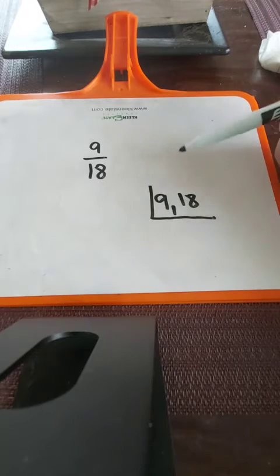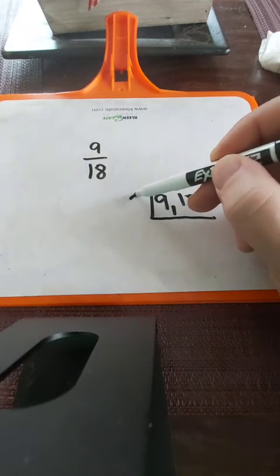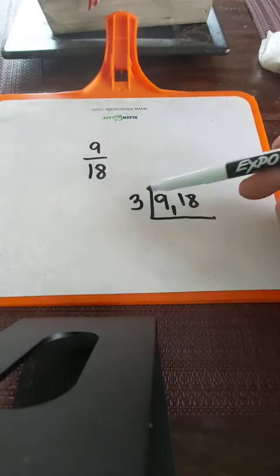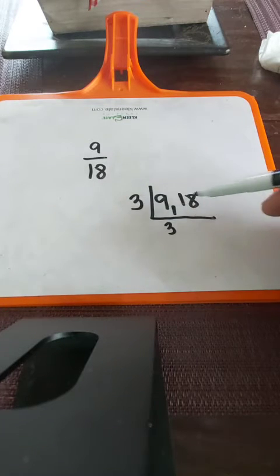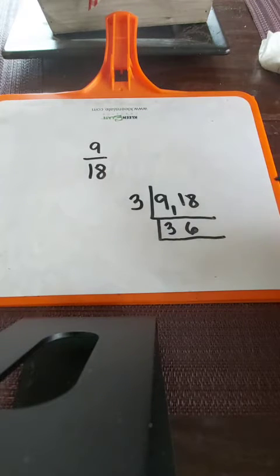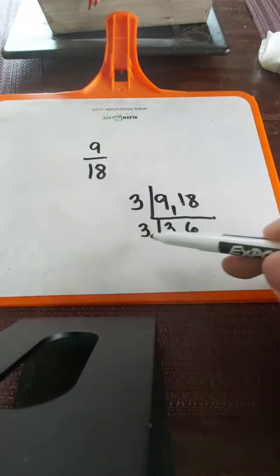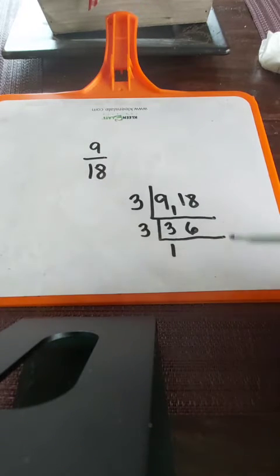And the smallest factor that goes into 9 and 18 is 3. And the reason that that's an important factor is because it is a prime number. We want the smallest prime number that goes into both our numerator and our denominator. So 3 divides into 9 3 times, and 3 divides into 18 6 times. Okay, so once again, we're going to go to the next tier of our ladder and figure out that once again, 3 is the smallest prime number that goes into both 3 and 6. So 3 divides into 3 1 time, and 3 divides into 6 2 times.